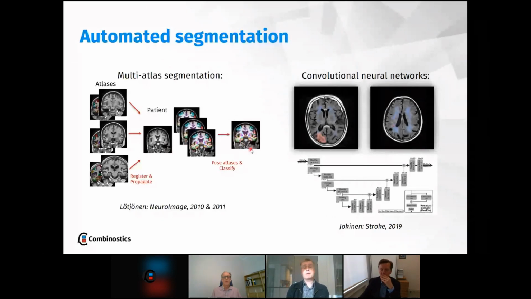Another technology quite widely used nowadays is convolutional neural networks. There, you take a large number of previously segmented images, and then you train your neural network to recognize different characteristics in the image related to those segmented regions. Here you see, for example, segmentation of white matter hyperintensity, lacunar infarcts, and cortical infarcts. Next slide, please.